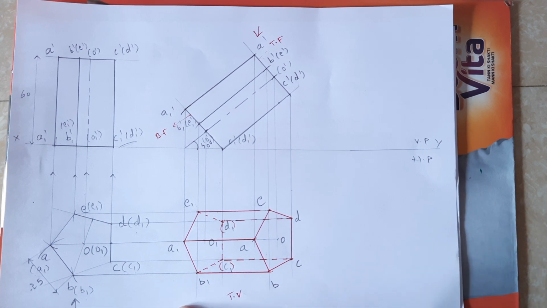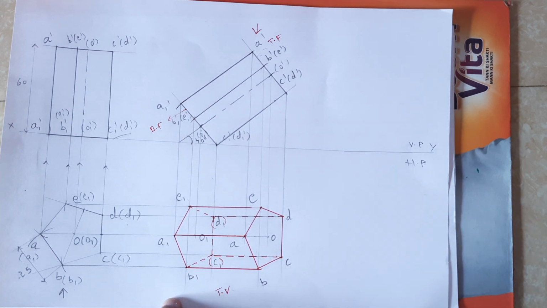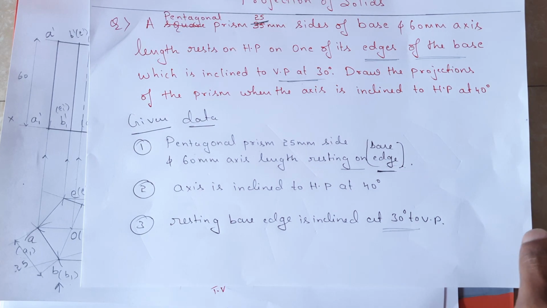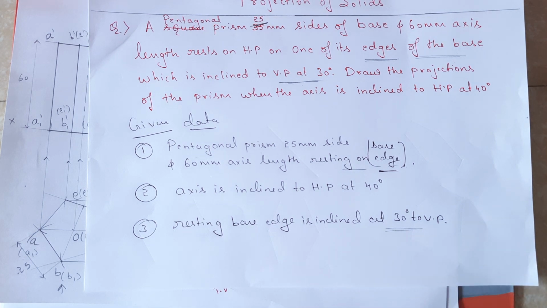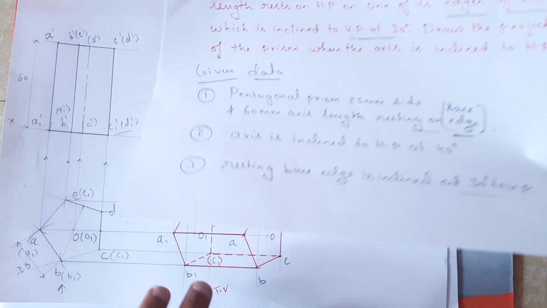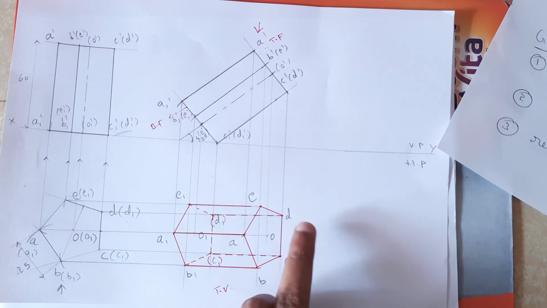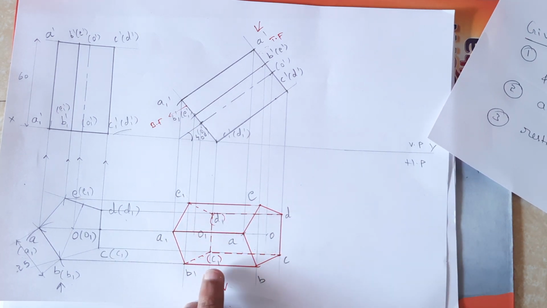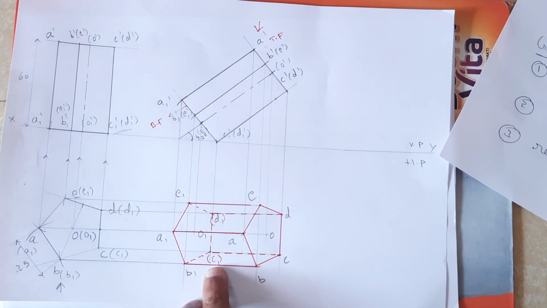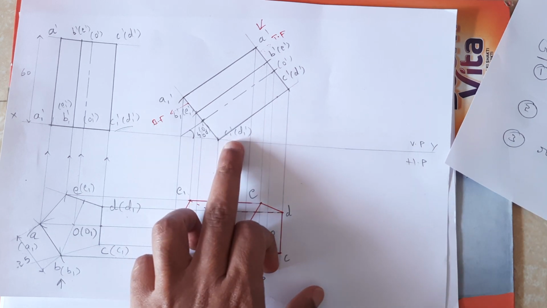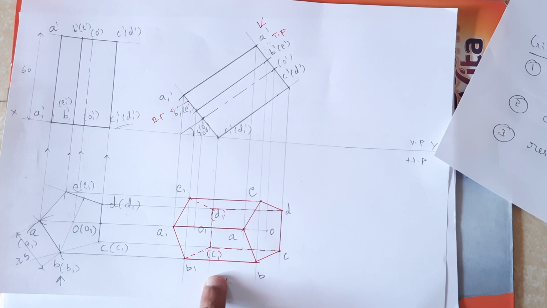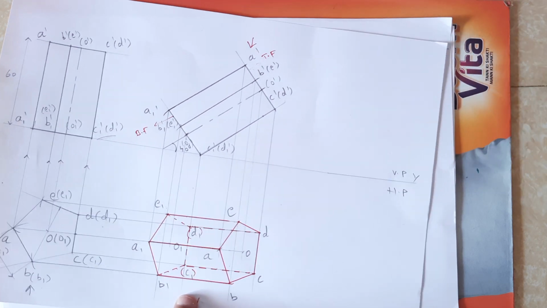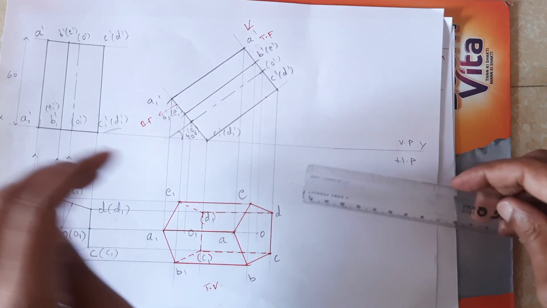Second step. What is the next step? Step number 3, inclination with respect to VP. Resting base edge is inclined at an angle of 30 degree to VP. Which is a resting base edge? So D1 C1 is the resting base edge, right? See here, D1 dash and C1 dash, that is the resting base edge, is inclined at an angle of 30 degree to VP.